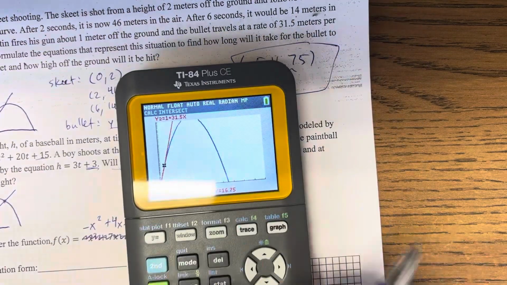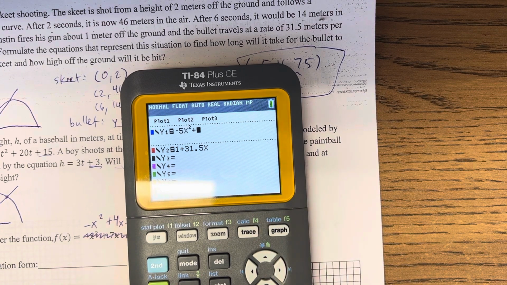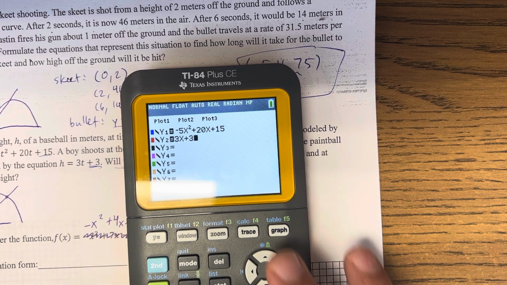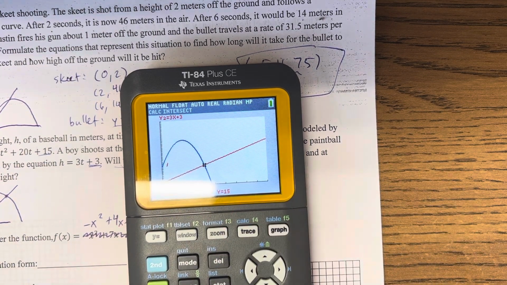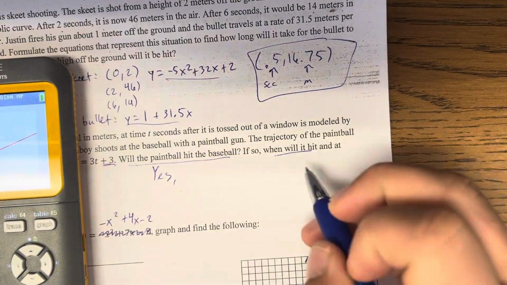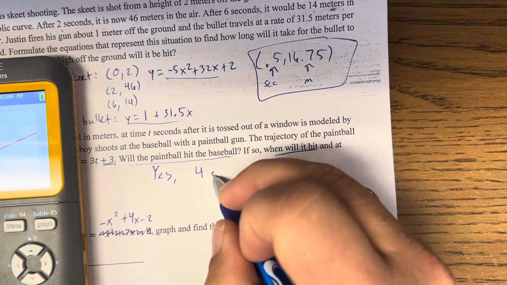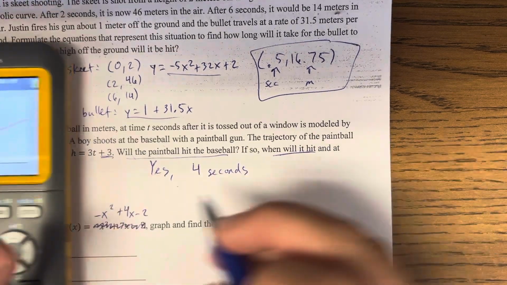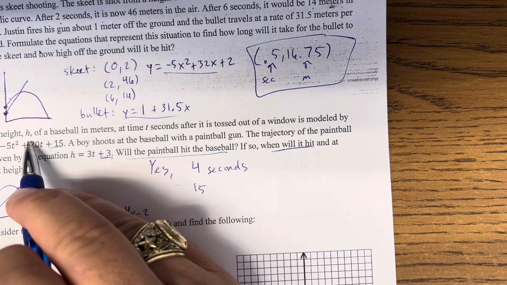And so we're going to go into our calculator. Negative 5x squared plus 20x plus 15, and 3x plus 3. I don't need to change my window. I can see it already. And so does it hit? Yes, it does. And where does it hit? Second trace 5, enter, enter, enter. And so, yes. When will it hit? After 4 seconds. And at what height? 15 meters.